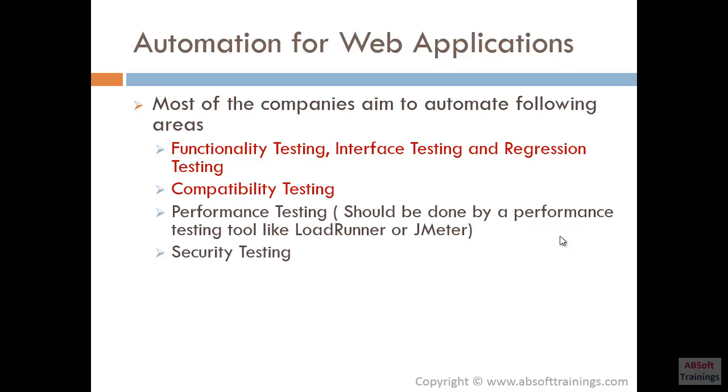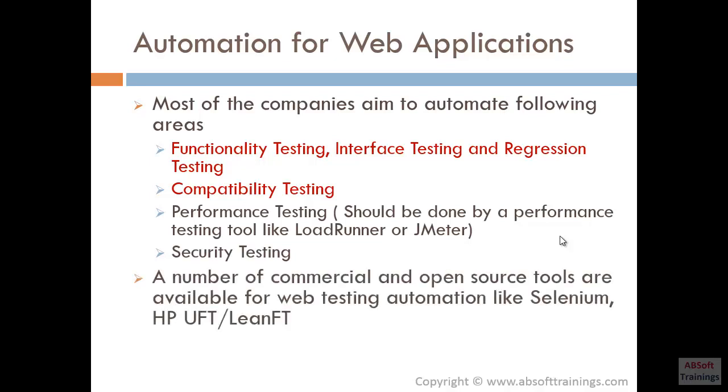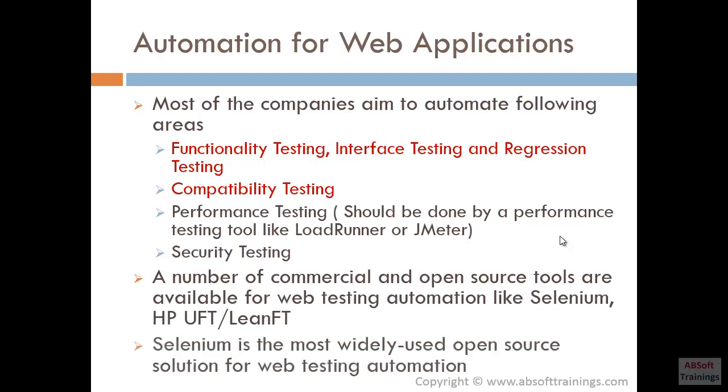Coming to performance testing, you need to use a tool like LoadRunner or JMeter. Coming to security testing, there are tools in the market and you can use those for security testing. There are a number of tools available for web application automation like Selenium, even HP UFT or LeanFT. But Selenium is open source and free. It also has really good features, so considering that, Selenium is on the top of the list and is very widely used.